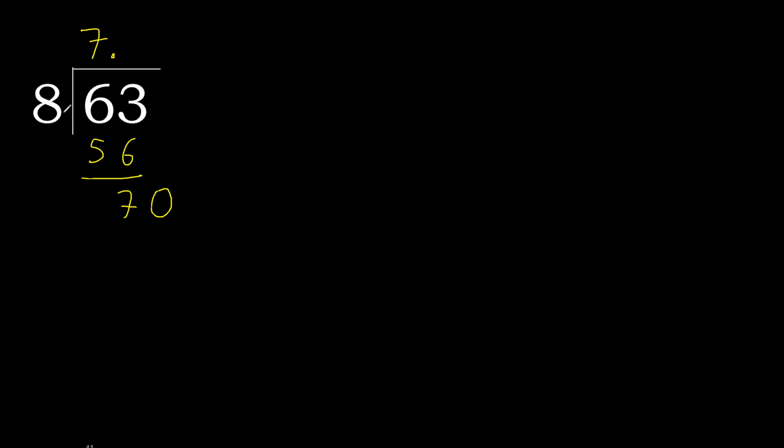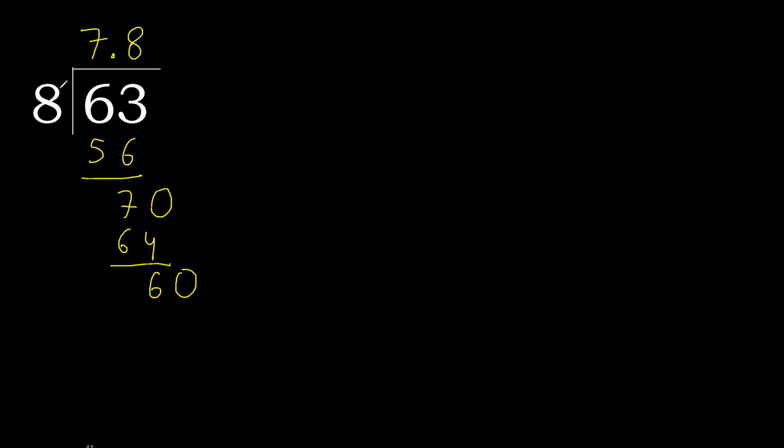70. 8 multiplied by 9 is 72, which is greater. 8 multiplied by 8 is 64, which is not greater, okay? Subtract 6. Complete, complete, the point is here, okay.